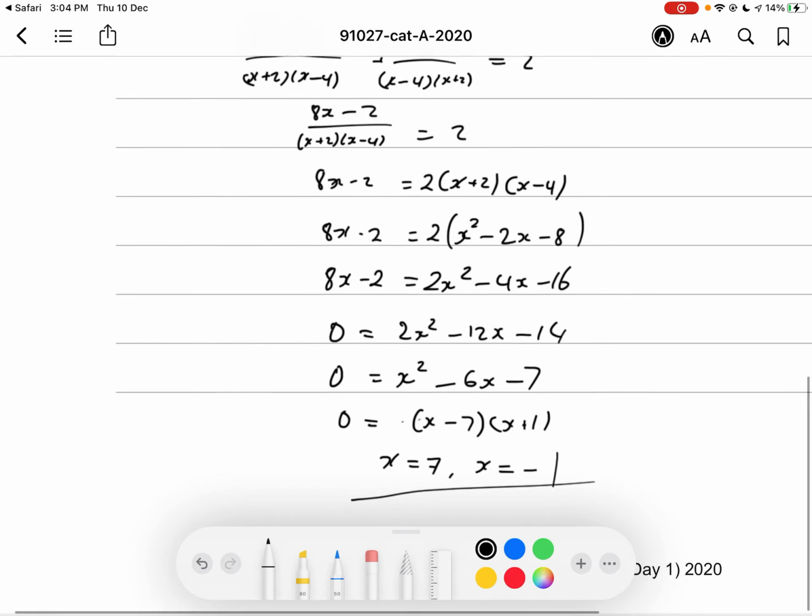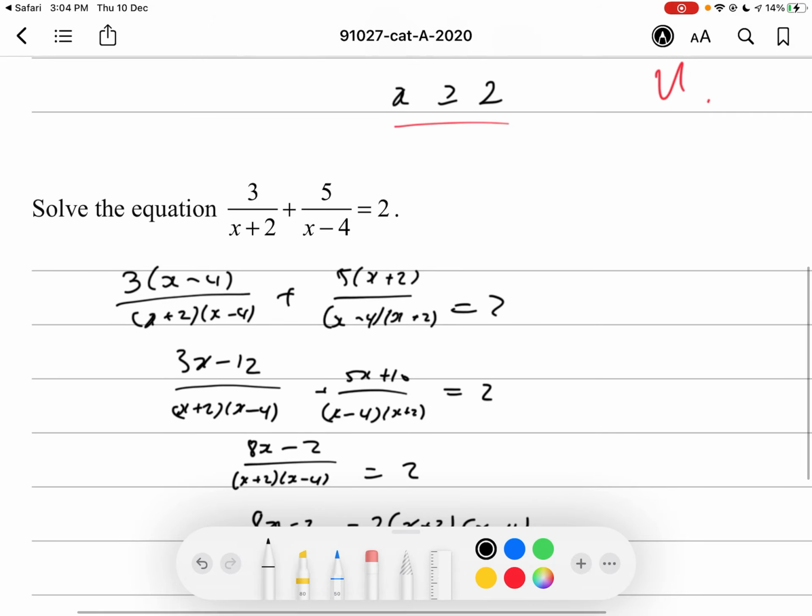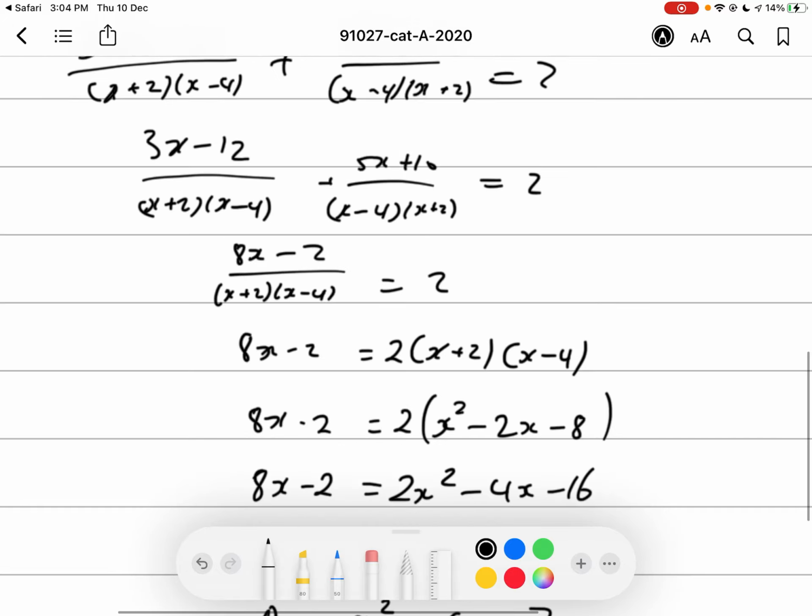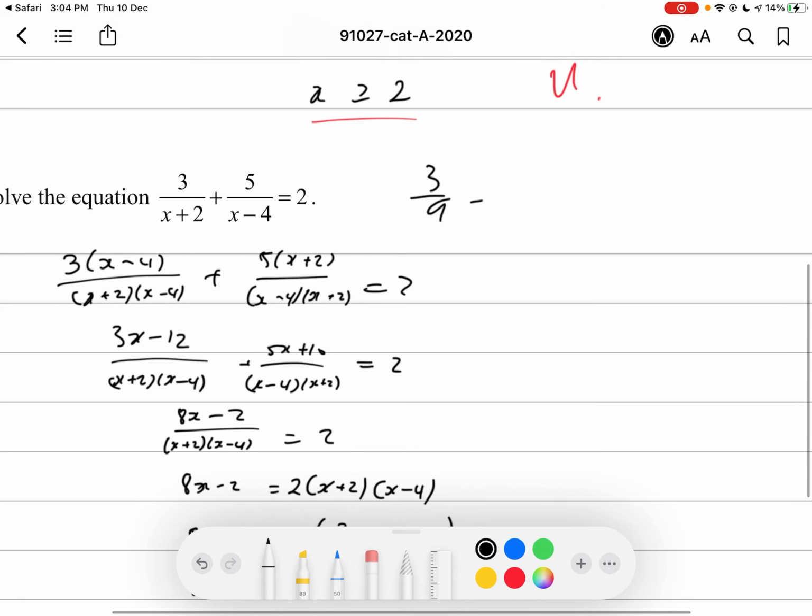That's our final answers for these questions. Let me just double check. So 3 over 9 plus 5 over 3 equals 2. Okay, so 3 over 9 plus 15 over 9. So that's 18 over 9. So yeah, this is right. This is the correct answer.